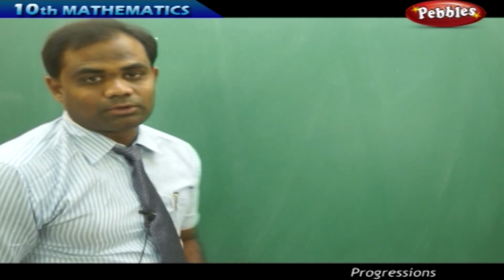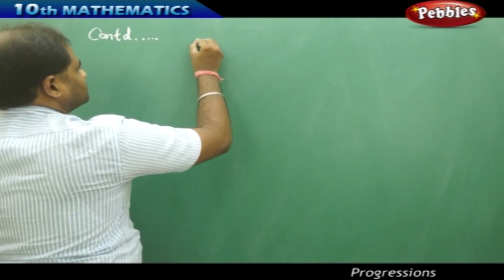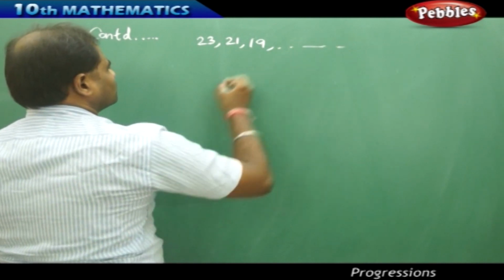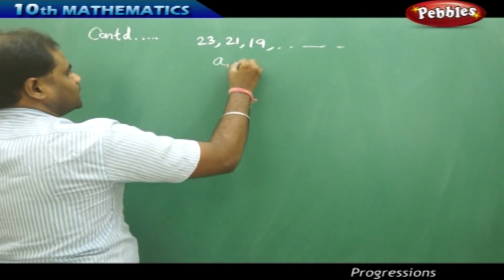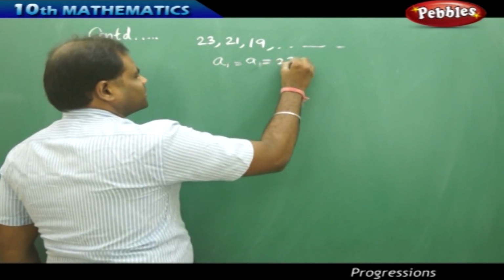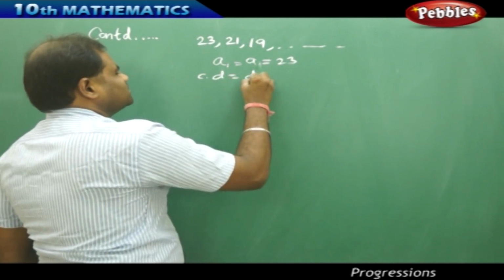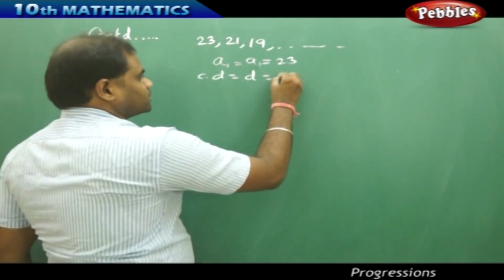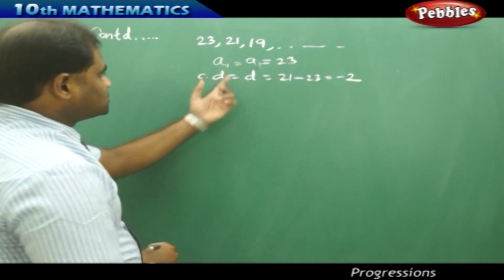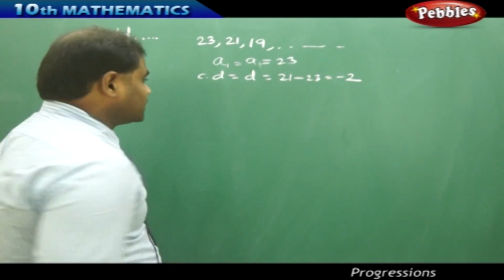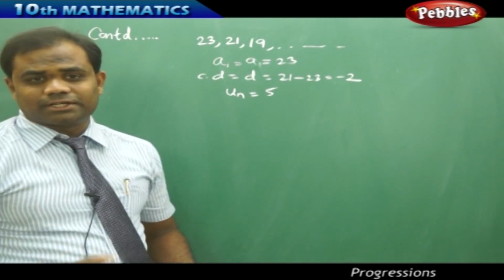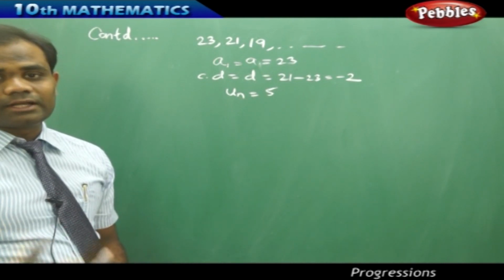Now, continuing with the problem, the sequence is identified to be 23, 21, 19 and so on, where the first term a1 is 23. A is 23 and the common difference d is the difference of 21 and 23, which is -2. So a is 23 and d is -2, and my nth term is 5, because I don't know which row has 5 chairs, so I assume that to be the nth row, and then I find the position n.